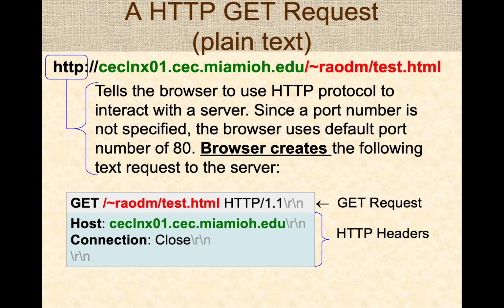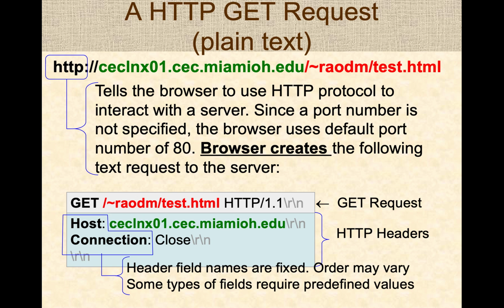Note that each one of these lines is terminated by a \r\n, that is 2 characters, and that's part of the HTTP protocol. This only applies to the HTTP headers that are being sent and received. This information is sent to the server, which is assumed to run in this example on CEC LNX 01. Keep in mind these header names are typically fixed, but the order can vary, and some of these header types require very specific values, like for example connection can be open or closed and things like that.